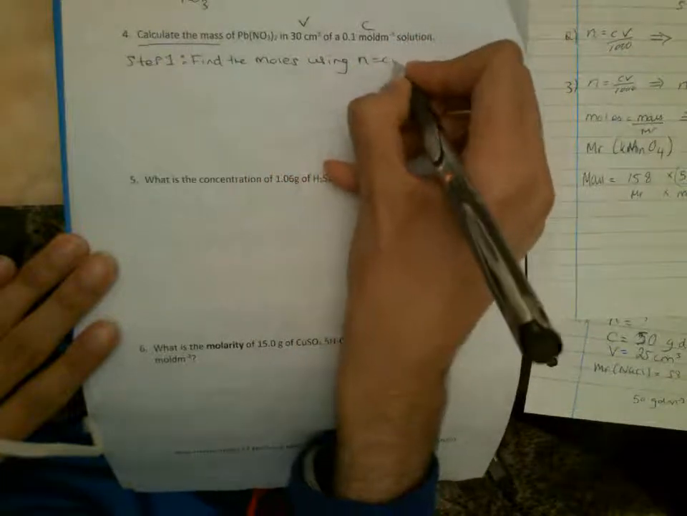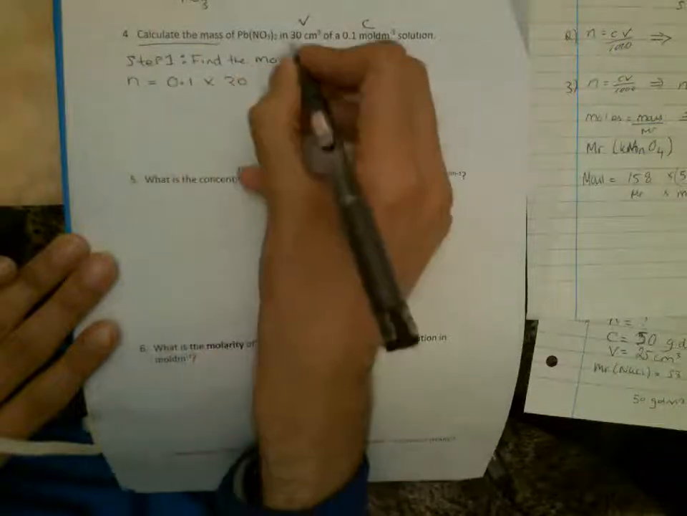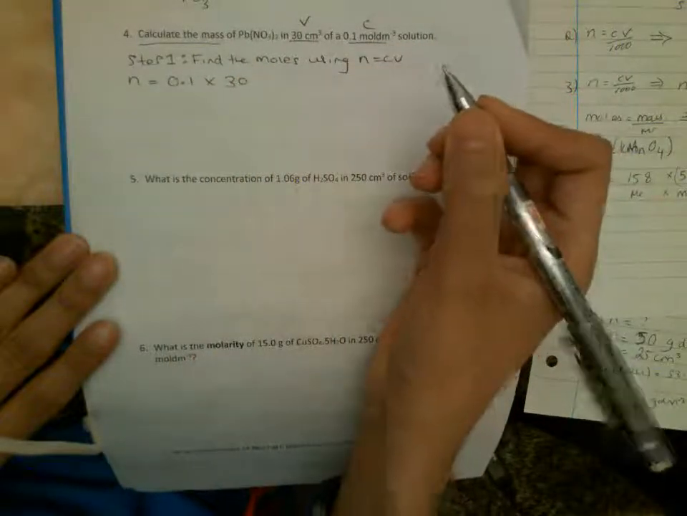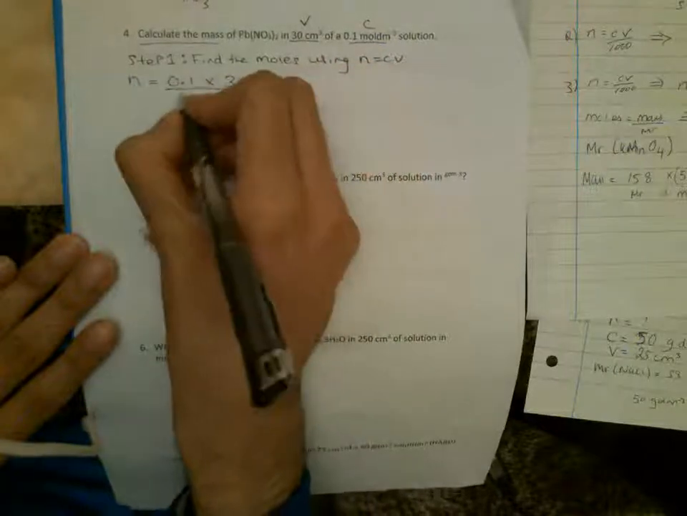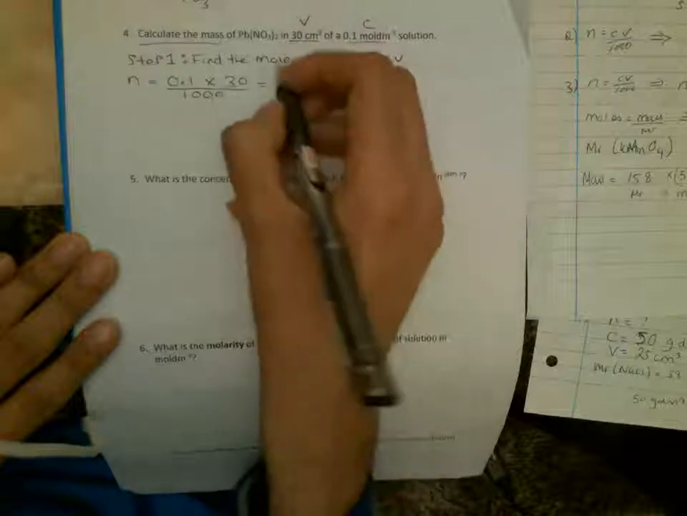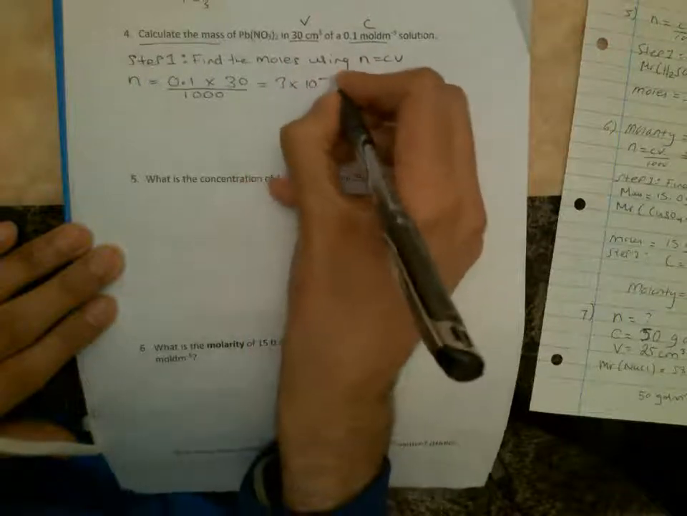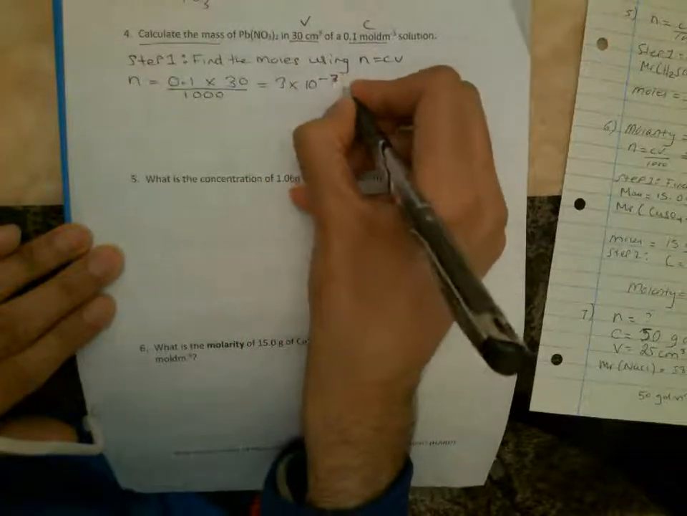Using n equals CV. In this case, n is equal to the concentration, which is 0.1, times the volume, which is 30, from the question. Nothing too difficult there, guys. Divided by 1,000 because we don't want to convert the volume by ourselves. We want to leave that work up to the calculator. And that's going to give us 3 times 10 to the power of minus 3 moles.